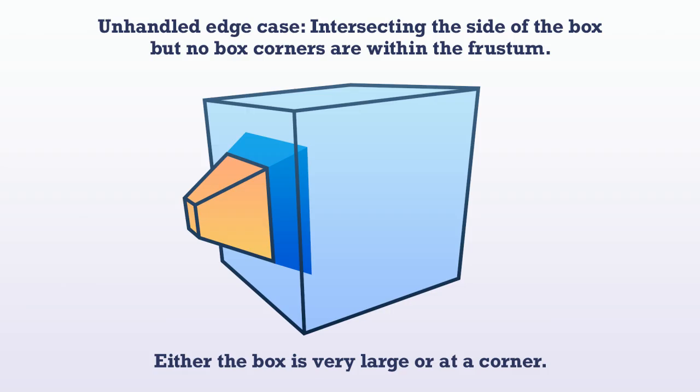This function doesn't handle the edge case of the frustum intersecting a face of the box. In this case, none of the corners of the box are within the frustum, and the function will return outside. This function assumes that most of the boxes are smaller than the frustum, so this edge case shouldn't be much of an issue.